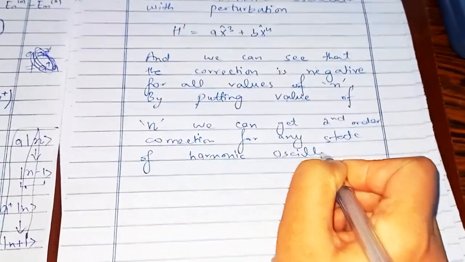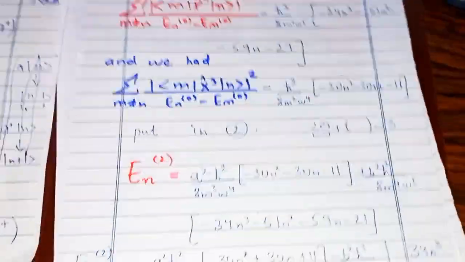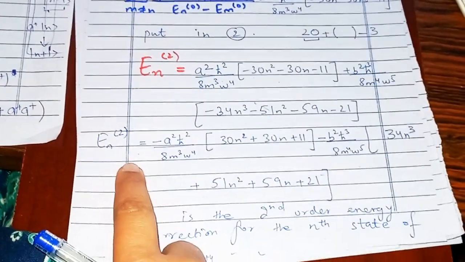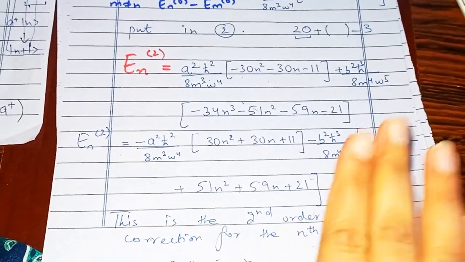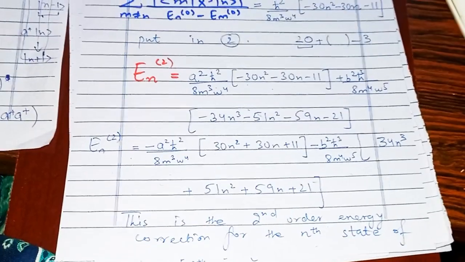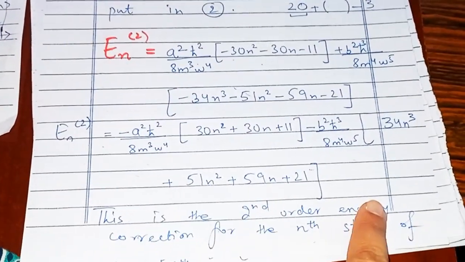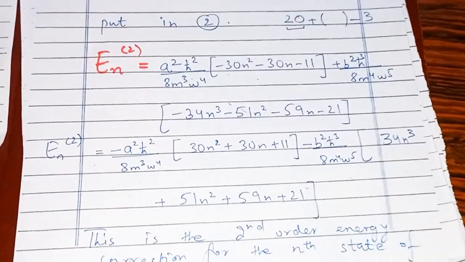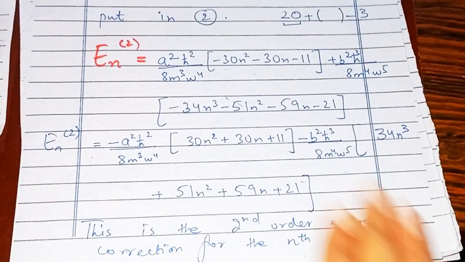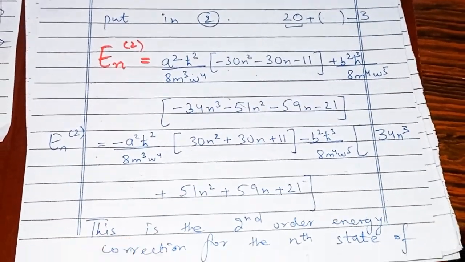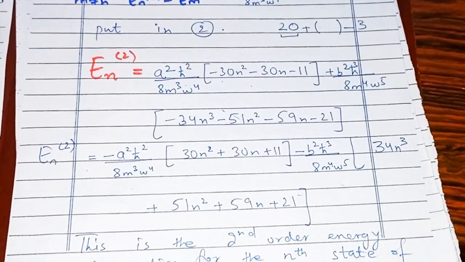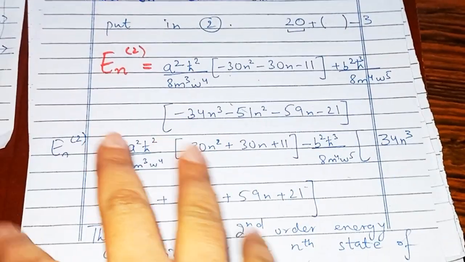If you put n equals 0, which is the ground state, in this formula, you will get the second order energy correction for the ground state of linear harmonic oscillator under this perturbation that I mentioned. And if you put n equals 1 into this formula, you will get the second order energy correction for the first excited state of linear harmonic oscillator under the perturbation that we mentioned. And similarly, if you put n equals 2, you will get the second order energy correction for the second excited state of linear harmonic oscillator. So the things will go on.